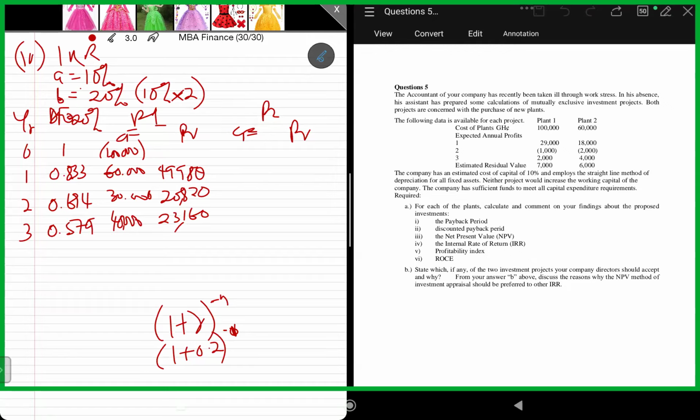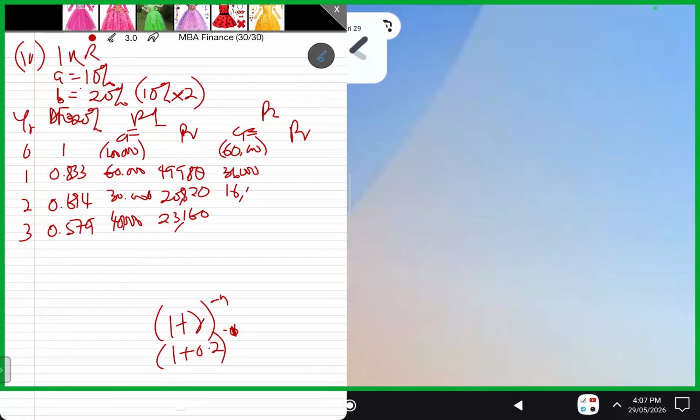Then we do the same for the cash flow for plant 2. Year 0, the cost is 60,000. I want the cash flow for plant 2. Don't copy anything from the other one, except the year 0 figure. The cash flows are 36,000, 16,000, and then 28,000. Now multiply the 36,000 by 0.833. We are using a different discount factor. Don't copy from the old one, otherwise you are wrong.